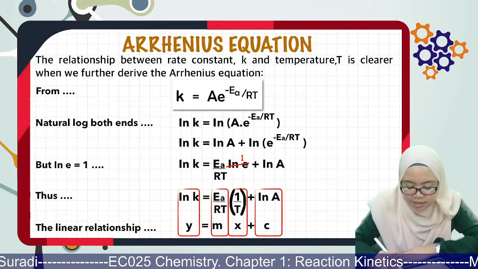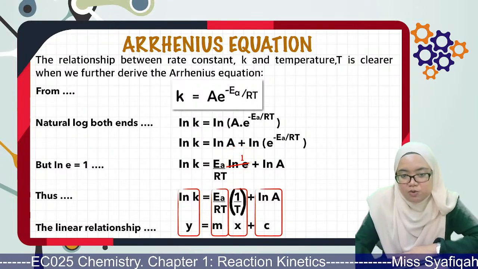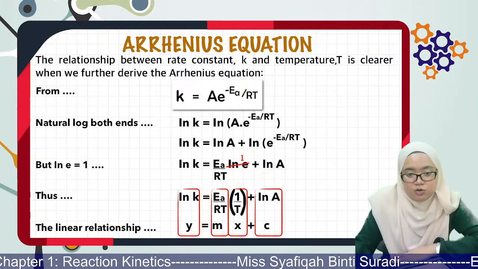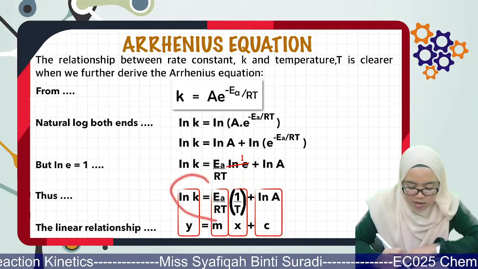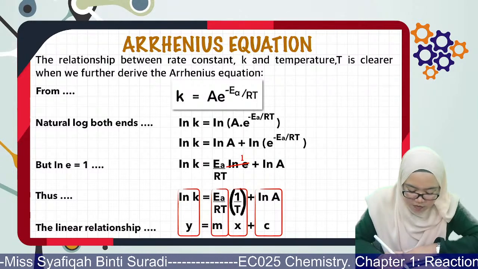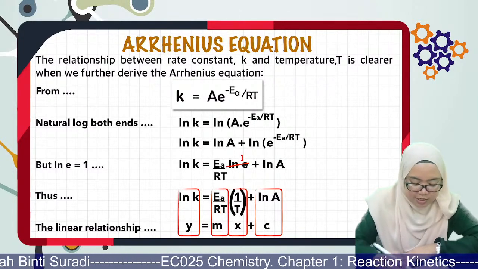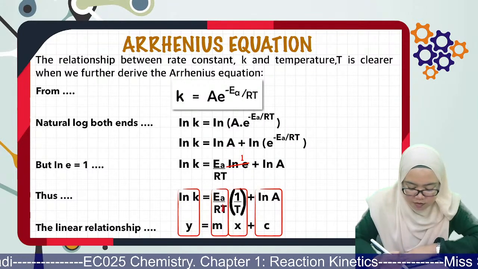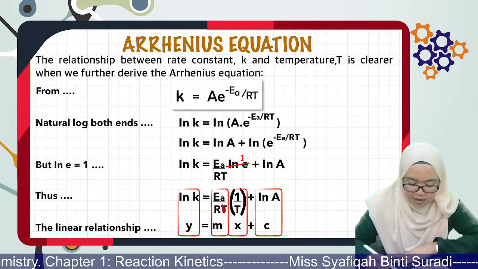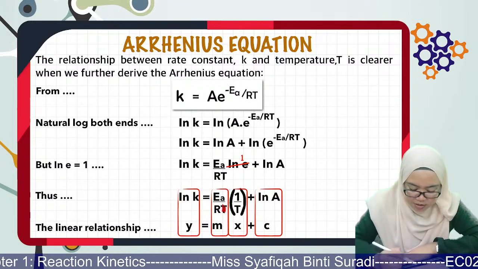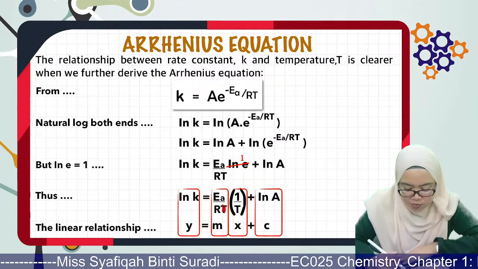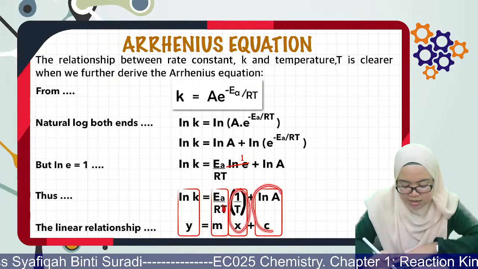So kita tahu ln e sama dengan 1. So kita akan dapat ln K sama dengan negative Ea over RT plus ln A. So bila kita susun kita punya Arrhenius equation ni, kita akan dapat ln K equals to negative Ea over R times dengan 1 over T plus ln A. So sorry, saya tersalah. Okay, so yang ini kita punya ln K ni y, Ea over R kita ni adalah gradient, 1 over T is kita punya x, ln A kita punya c.